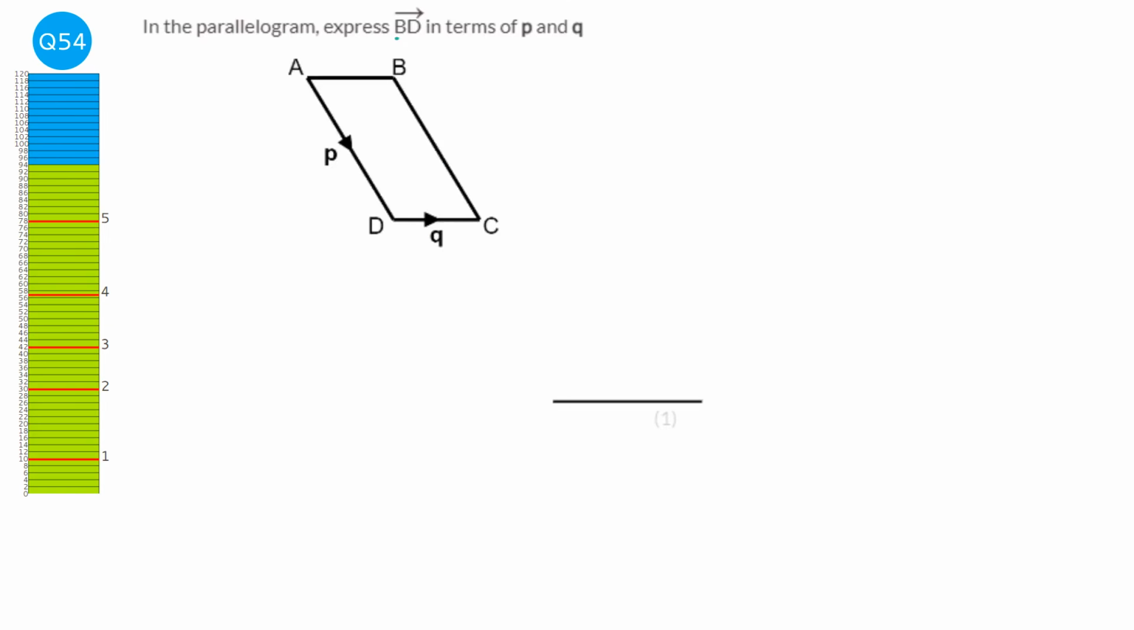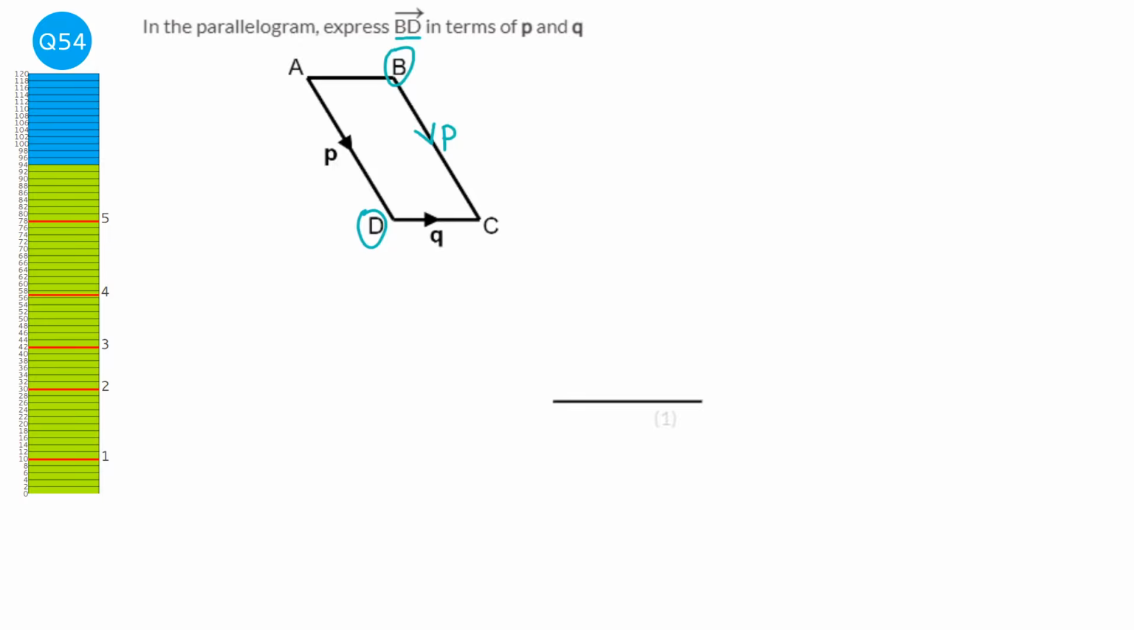So we're asked to go from B to D. So we're starting at B and going to D. Now we've got a problem here. With B, there are no roads out that we know the name of. We don't know the name of this. We don't know the name of that. Well, actually we do. Two vectors that have the same direction and the same length are the same. So this length here is also going to be P, or the vector is also going to be P.